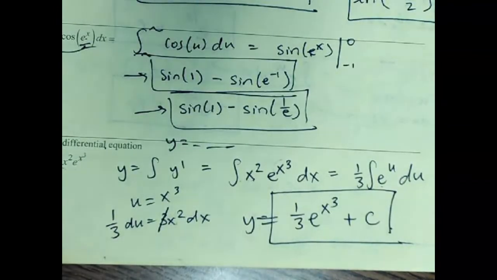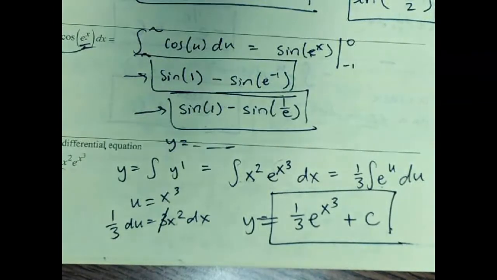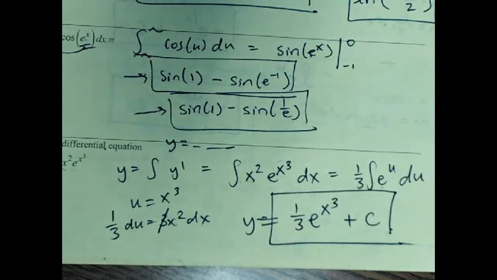Now remember, if I had any piece of information, like if it said, hey, like y of 0 is 5, then I could use that to solve for the c value, and I could get the particular solution. But since I don't have that, this general solution is the best that I can do. Okay, 3 more examples, and then we're going to be done.